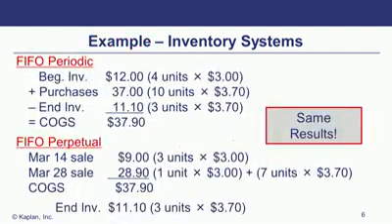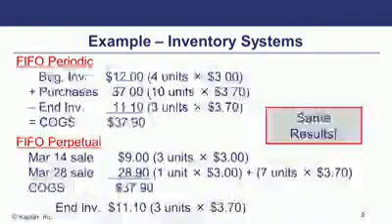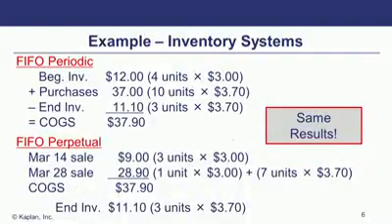Now let's have a look at FIFO under the periodic approach first, and then under the perpetual. Of course, you have your beginning inventory, 4 units at $3 each, so that's $12. You've then got your 10 purchases made at $3.70, so that's $37. Beginning inventory plus purchases gives us our available for sale, so our available for sale value would be $49. Then we've got to value our ending inventory. Remember, under FIFO, we make the assumption that the ending inventory is the most recent purchase prices. In other words, those 3 units we haven't sold came from the 10 units of purchases that we made on the 25th of March.